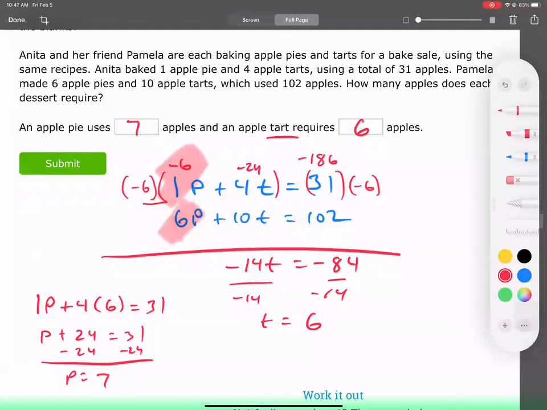If you want to double check, we can plug into my second equation. 6 times 7, because that's how many apples it takes to make a pie, plus 10 times 6, because it takes me 6 apples to make a tart. This is equal to 102. I don't know, but I sure do have a calculator. This is 42 plus 60. It does add up to 102. Just to double check.